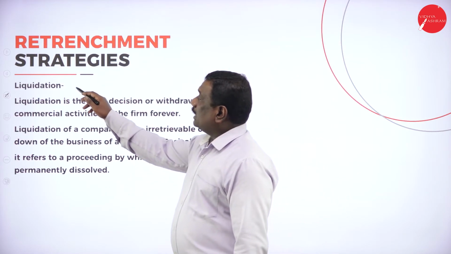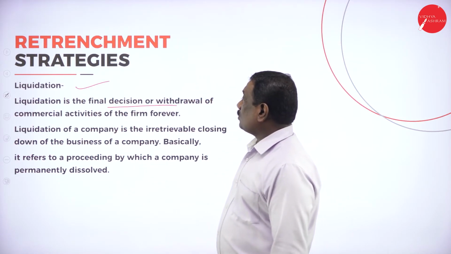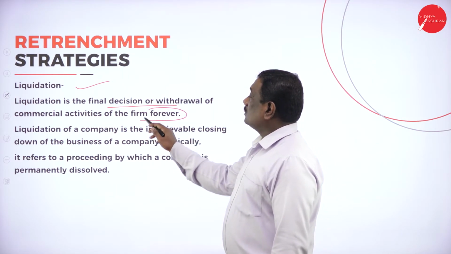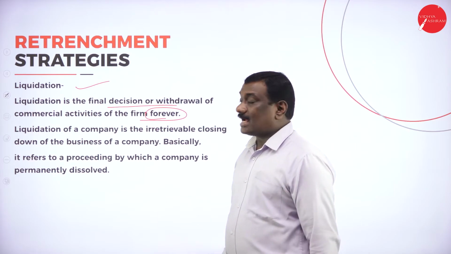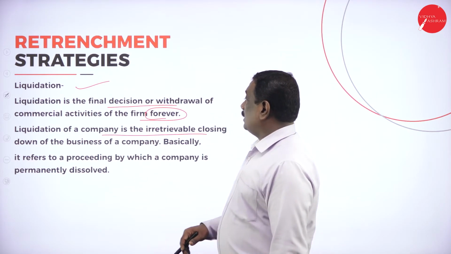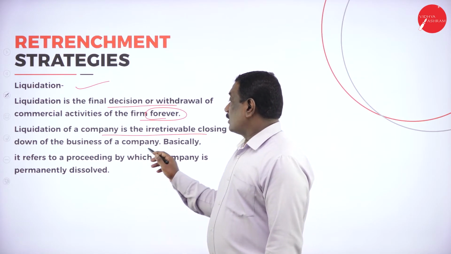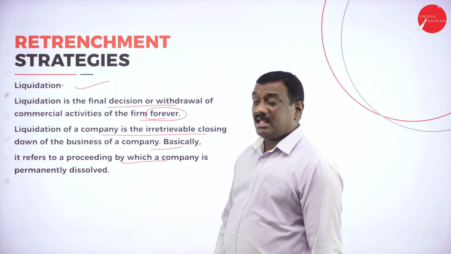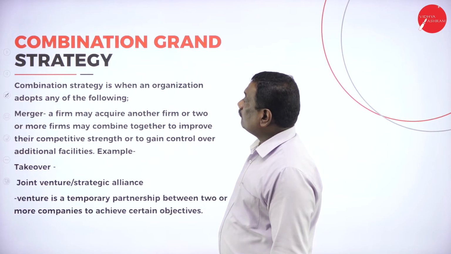Then we come to the liquidation part. Liquidation is the final decision of withdrawal of commercial activities of the firm forever. So forever you are coming out of that particular activity. And liquidation of a company is irrevocable because it refers to the proceeding by which the company is permanently closed or dissolved.